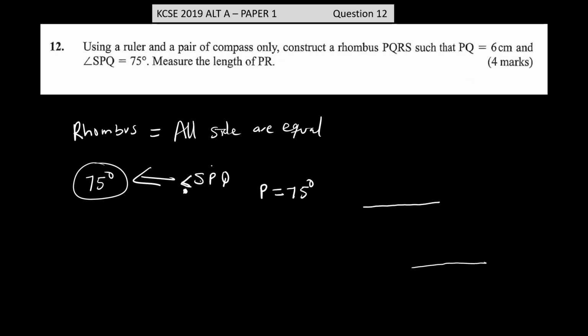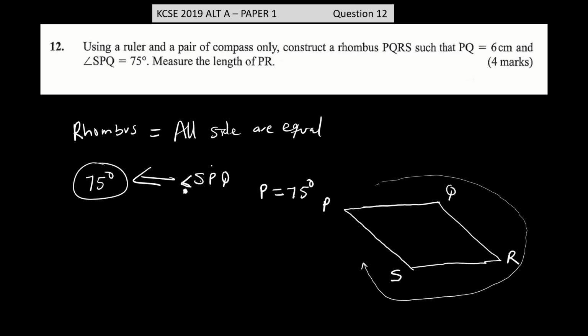Also note that all sides are equal, just like a square. Okay, a rhombus looks like this. This one is not drawn to scale, and you might have your angles numbered like P, Q, R, S. You make sure you number around the shape.